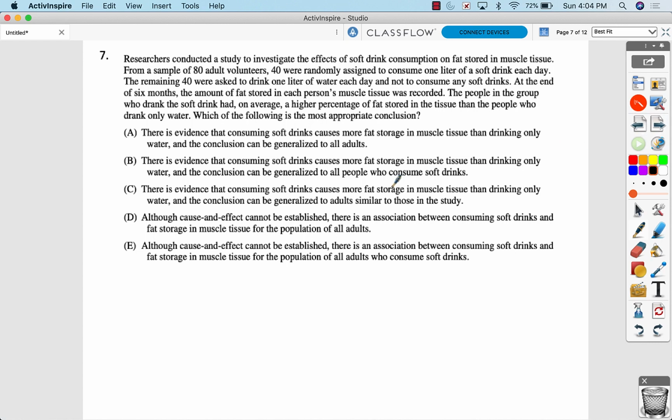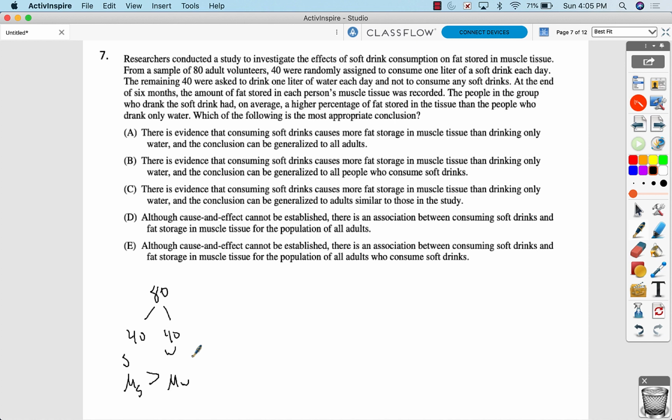Okay, this is a great question because it tests you on hypothesis testing, and it's also a question about what you can do if you get results that are significant. So they took 80 volunteers and put 40 and 40, randomly assigned. These people all drank soda. These people drank water. And at the end of the study, they found evidence that people who drink soda on average had a higher percentage of fat than people who drank water. So these were the water, those were the soda.